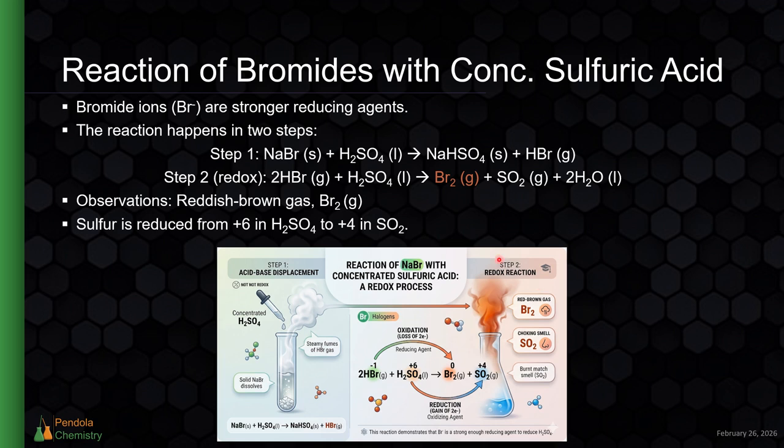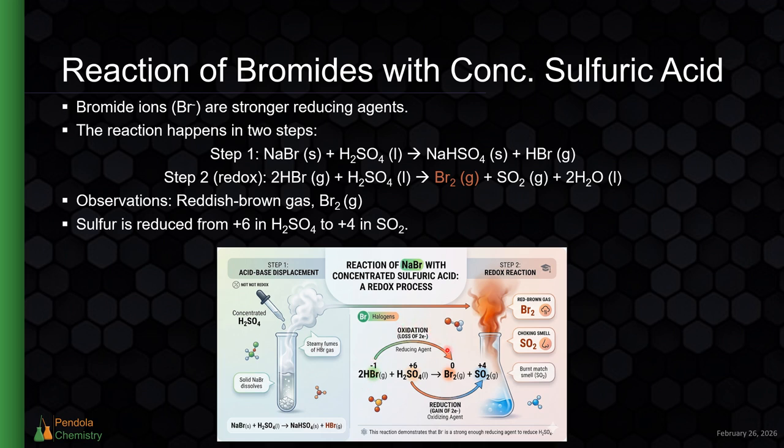Instead, that will transition into a red-brown gas. That is the main observation of this reaction. We will also smell a choking smell. That's the sulfur dioxide that's being created. It has a bit of the smell of a burnt match. So we can see that here.